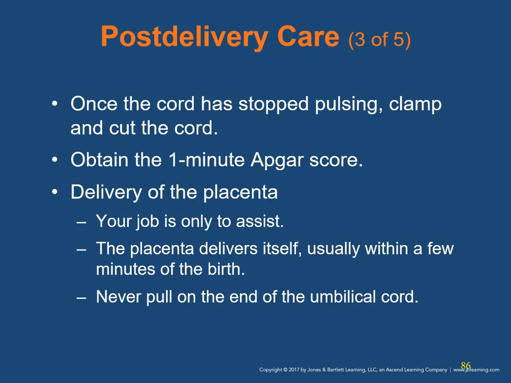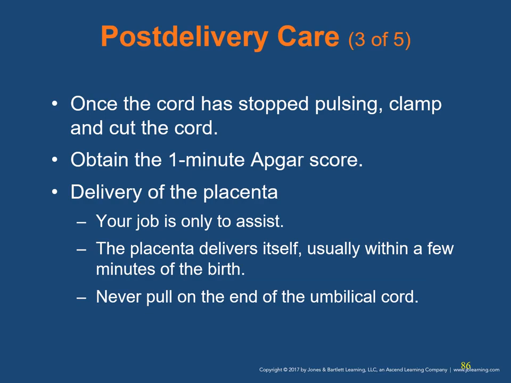Post-delivery care of the umbilical cord is important because infection is easily transmitted through the cord to the newborn. Once the cord has stopped pulsing, clamp and cut the cord. Evaluate the newborn for term gestation, good muscle tone, breathing, and cry, and obtain a 1-minute APGAR score. Give the wrapped newborn to your partner to complete the initial care. You can give the newborn to the mother if she is alert and in stable condition.